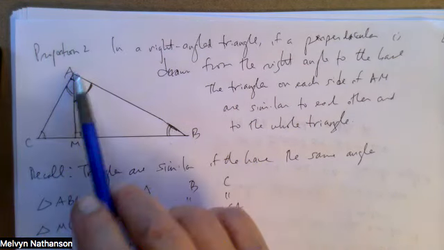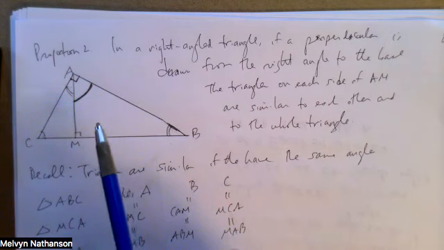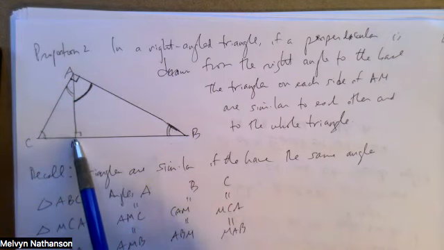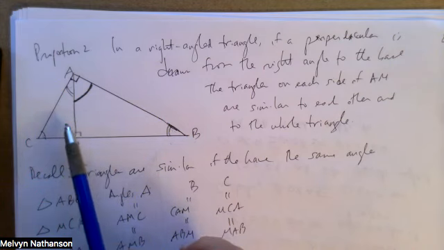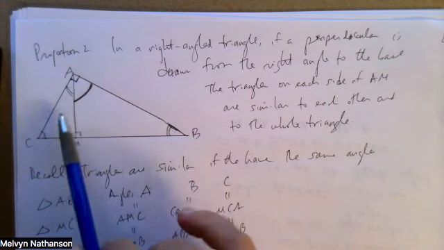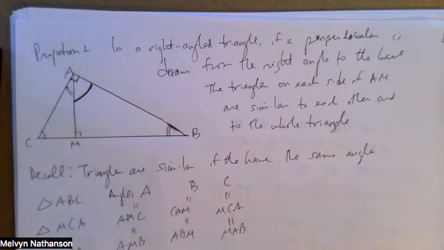So we have a right triangle. We drop the perpendicular from the right angle to the hypotenuse. That divides the right triangle up into two smaller triangles. So those two small triangles and the original whole triangle are similar to each other. That's proposition 2.